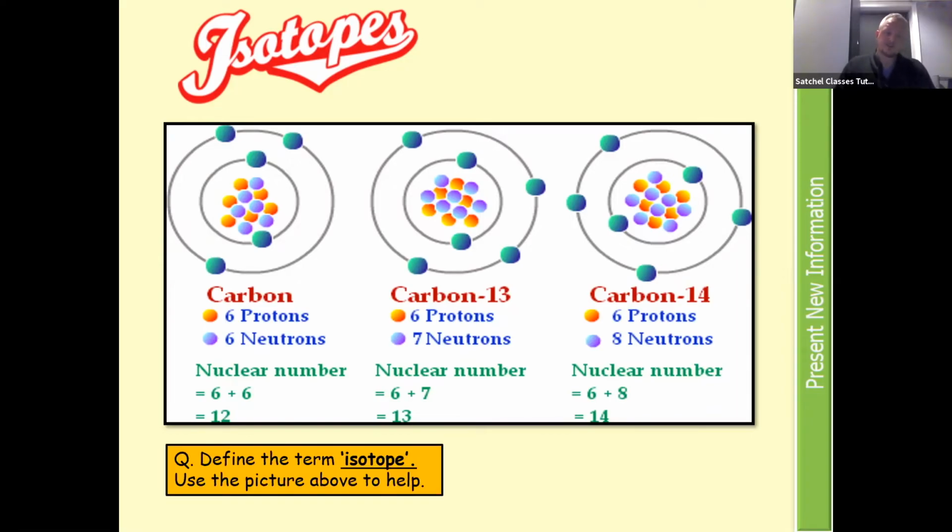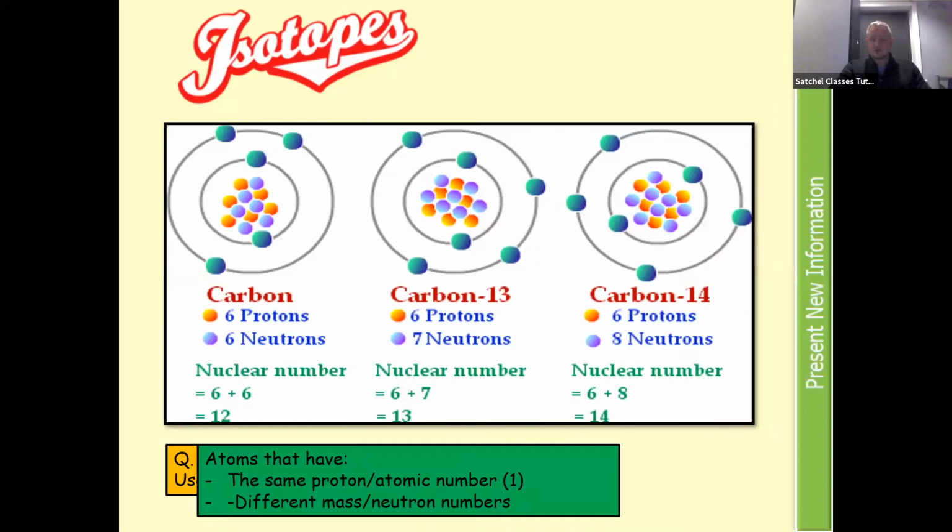Often asked question: define the term isotope, using the picture above to help. It's usually a 2-mark question on any exam, and the answer is quite straightforward really. The same proton or atomic number, but different mass or different neutron numbers. That is the standard definition.